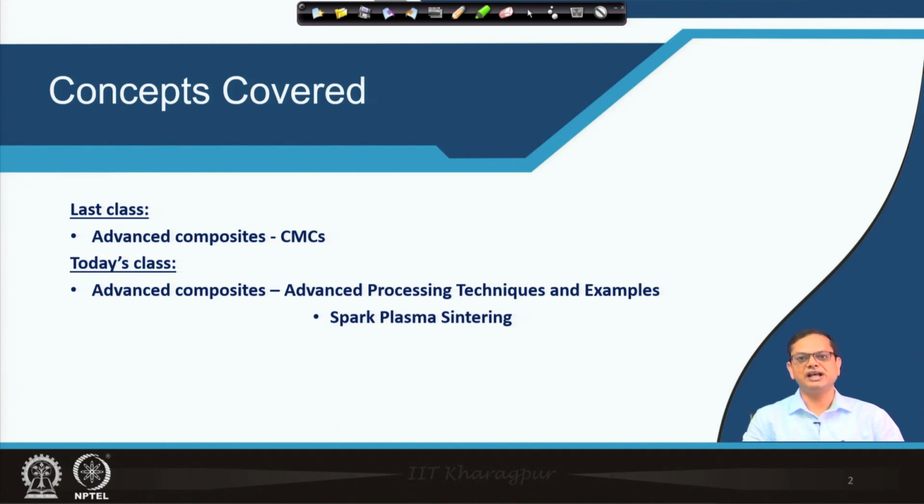So, in this class, my plan is to discuss spark plasma sintering. I have given certain examples where SPS, or spark plasma sintering, has been used as a sintering technique, and I have not provided details of SPS earlier. So, I think I should give you some details on SPS, and that is the reason I am taking this class.